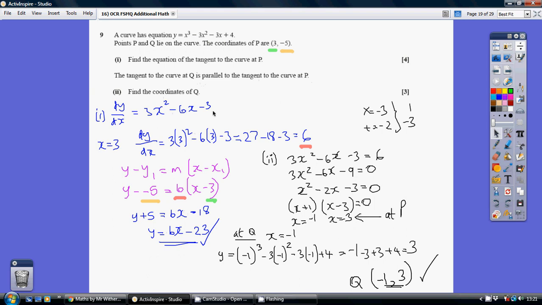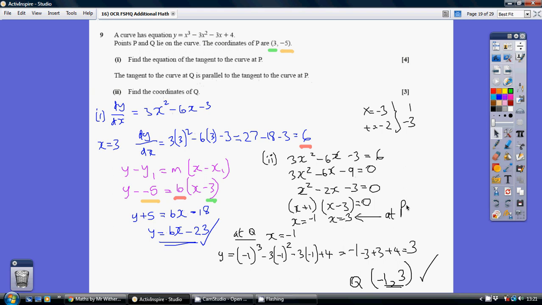So we need to solve this differential equaling 6. So we set it equal to 6. Taking away 6 from both sides, I can then divide by 3, and then I can factorize. So I get my two x values where I am getting a gradient of 6.